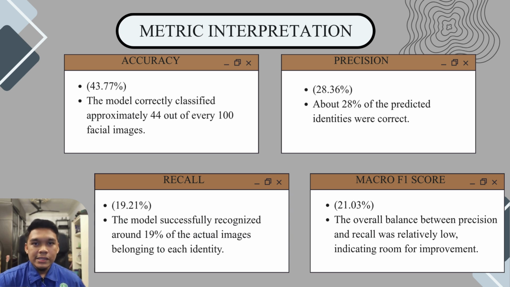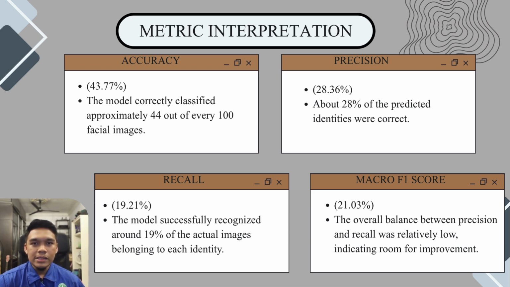Next, I will explain the interpretation of the performance metrics obtained from the proposed face recognition system. Firstly, the model achieved an overall accuracy of 43.77%. This means that the model was able to correctly classify approximately 44 out of every 100 facial images. Accuracy provides an overall indication of the model's classification performance.